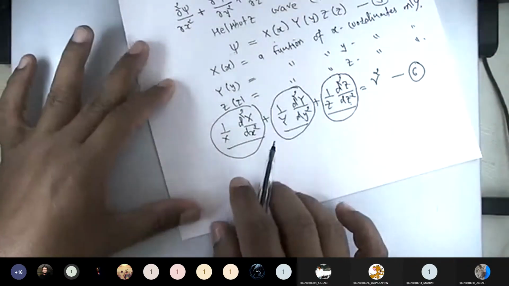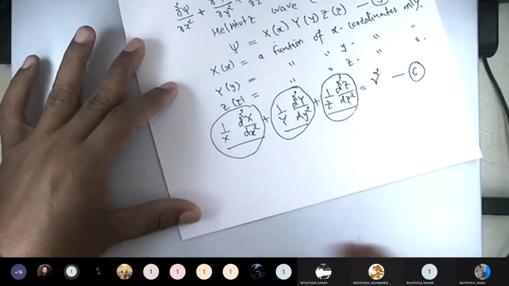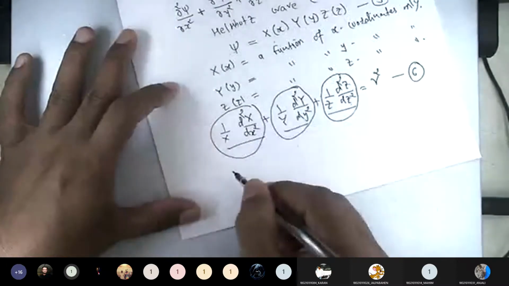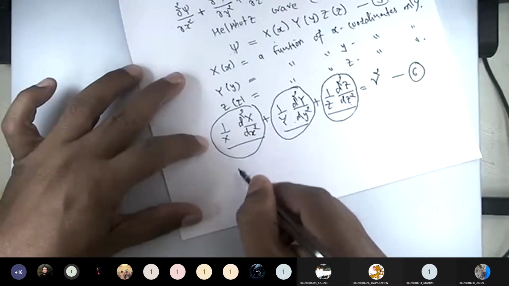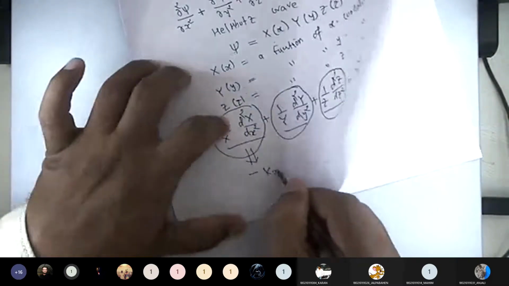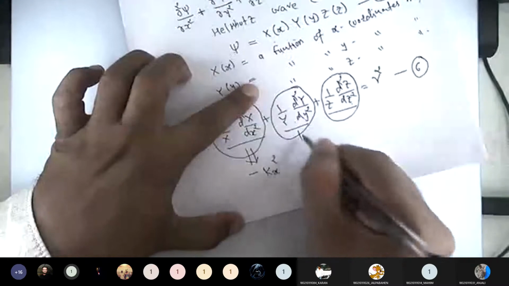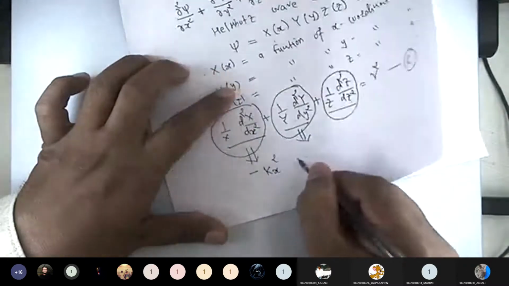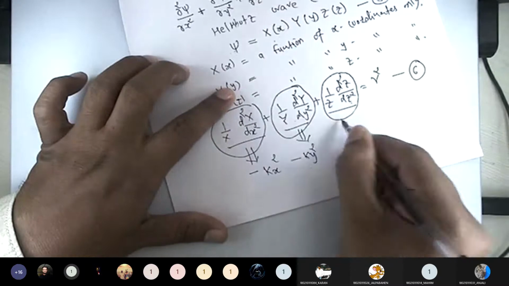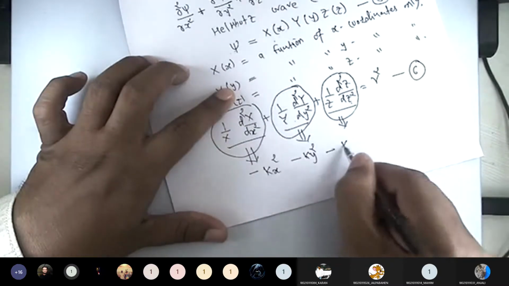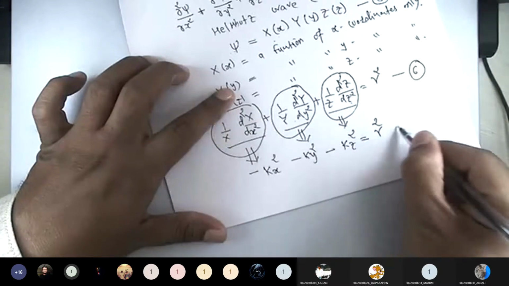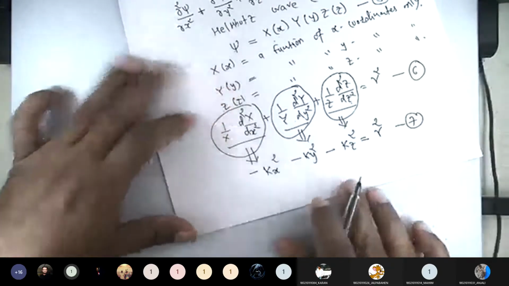that we consider as some constant terms that we have used. So here we have equivalently represented this term as minus kx square. Same way, we have equivalently represented this term as minus ky square. Same way, we have equivalently represented this term as minus kz square, and that is nothing but equal to gamma square.